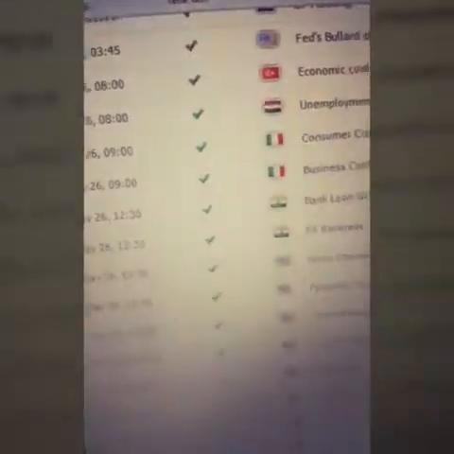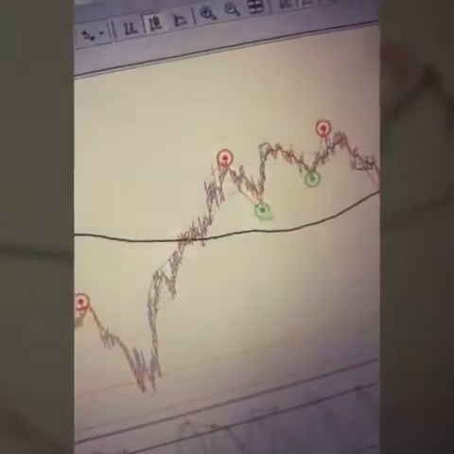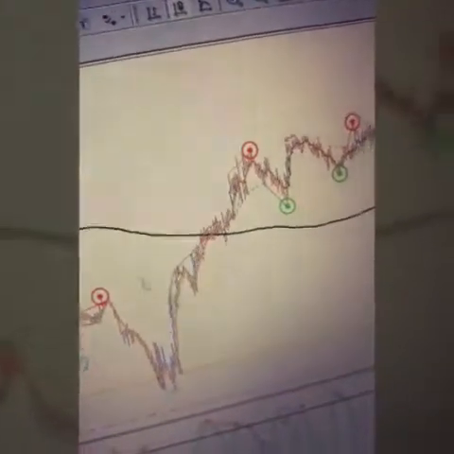Now, my strategy is pretty much based on these indicators right here. We have some green indicators, some red indicators, and you also do have some white indicators. I don't know if you can see that right there.